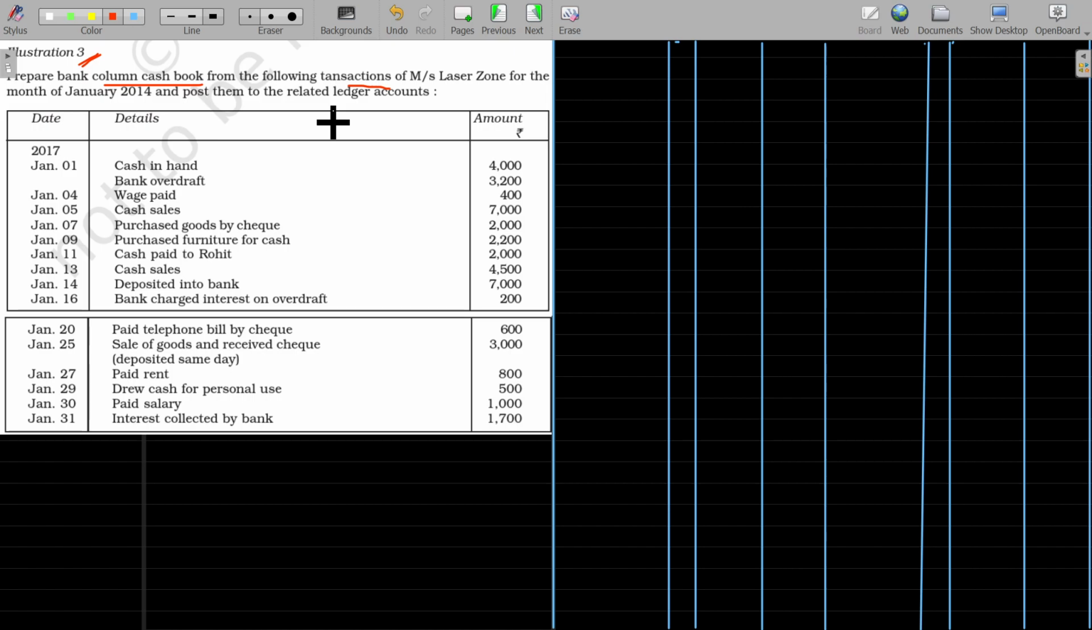Prepare bank column. Okay, bank and cash. So double column cash book. In the books of Messrs. Laser Zone, cash book.